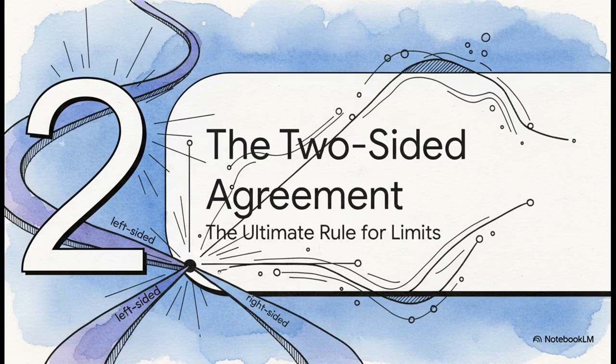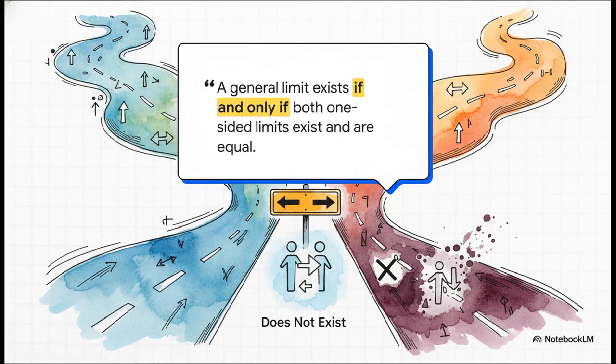So why do we even care about splitting things into two separate paths? Well, it's because they have to agree. They have to come together for the regular, old, two-sided limit to even exist. And that brings us to the most important rule we're going to talk about today. This right here is the golden rule. The most crucial phrase is "if and only if." In math, that means this is a two-way street. No exceptions. If the path from the left and the path from the right lead to the exact same value, then congratulations, the general limit exists. But if they lead to two different spots, the general limit simply does not exist. Period. They have to agree.